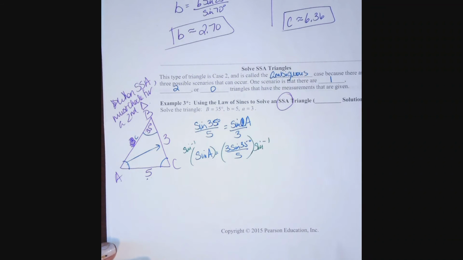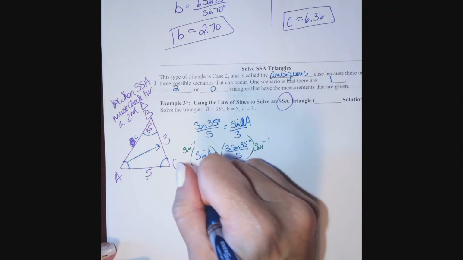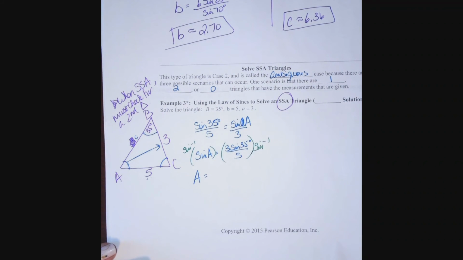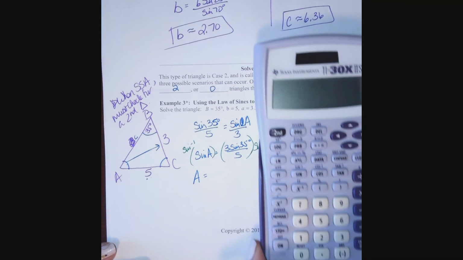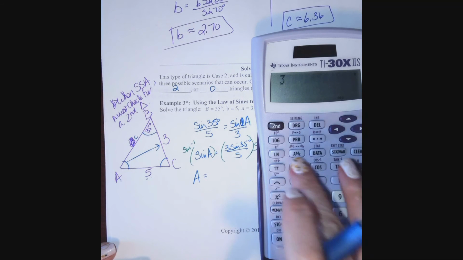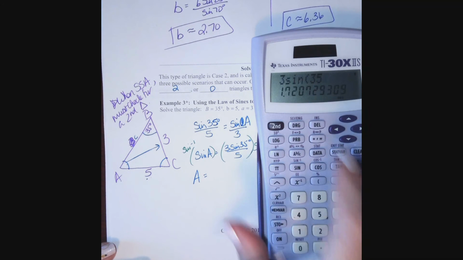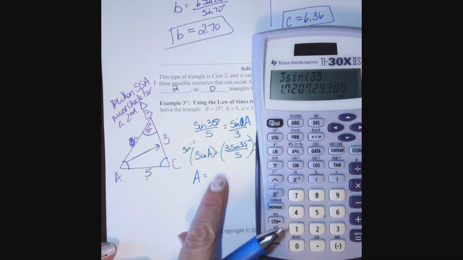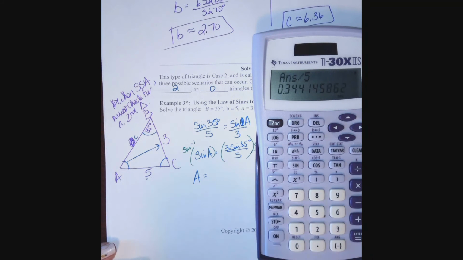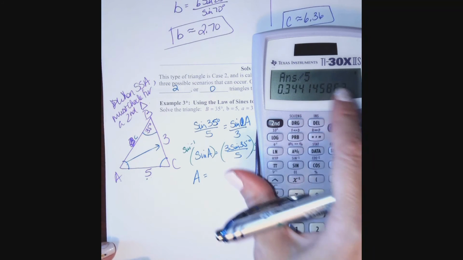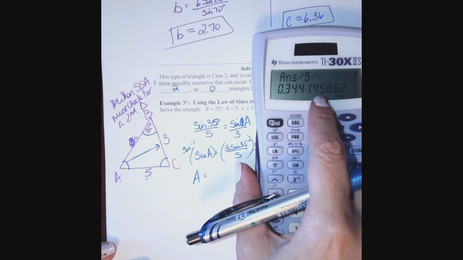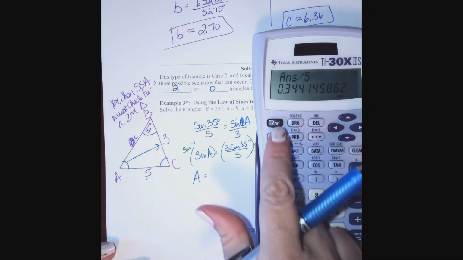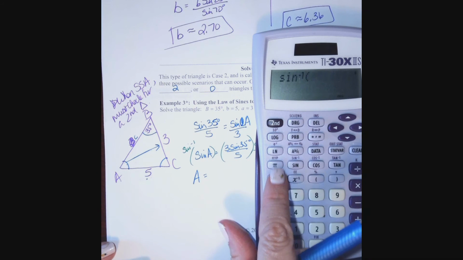When I do that, I solve for angle A. So let's do that. We have 3 sine of 35 degrees divided by 5, and I get 0.3444. I'm not going to round that off. I'm just going to say sine inverse of that answer.